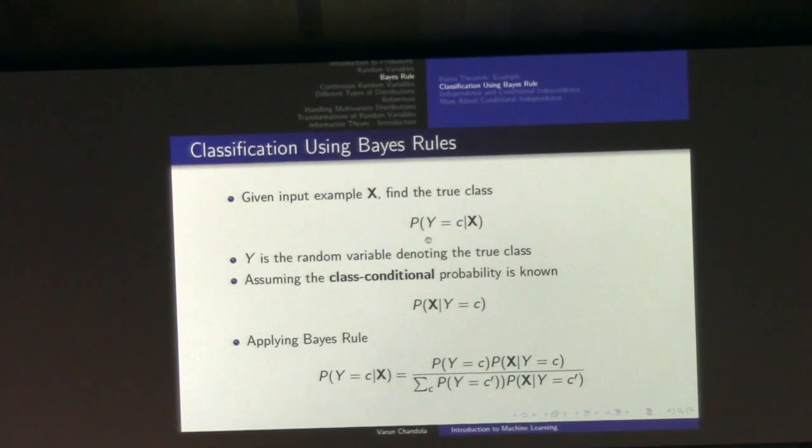So far, what we saw in neural networks and perceptrons was a functional form of classification, where we were trying to say what is f of x. Now here we are trying to compute these posterior probabilities. Any questions so far?